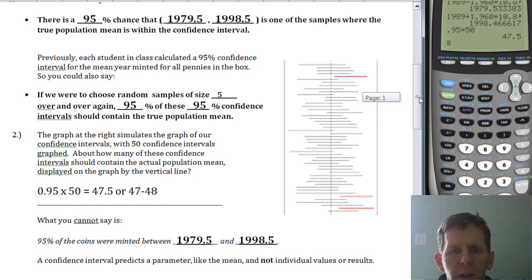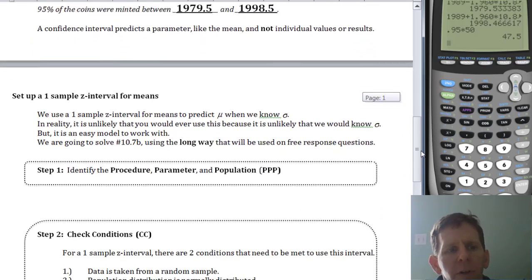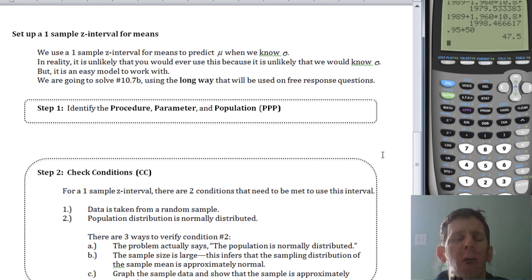So as we transition into the back side of the worksheet, we're going to take a look at a problem from your textbook, 10.7b. What we're going to do today is set up a one sample z-interval for means. Yesterday we talked about the formula, but usually when you construct a confidence interval, there are a few additional things that you want to include as well.